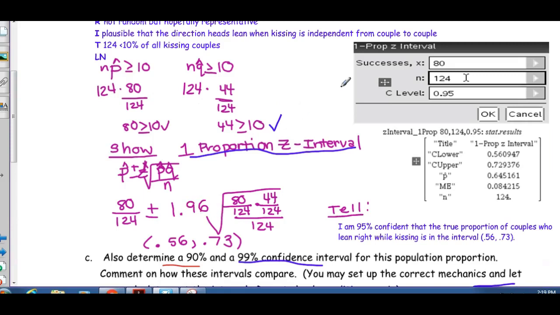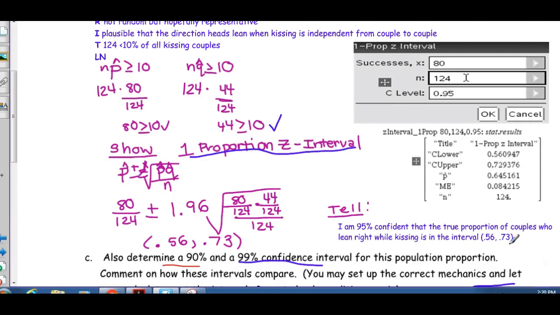Remember, we can actually use the calculator to do this for us. We just show our work so the person looking at it knows we know what we're doing. When we go to our calculator, we're doing a 1 proportion z interval. Remember, that comes out of the statistics menu when you have a calculator page up. Our successes is 80, our sample size is 124, and we're using 95% confidence, which is the one that comes up automatically. We click OK, and this is what comes up on our screen. Okay, so we record our interval. I went to 2 places, so 0.56 to 0.73, and then our tell, we need to actually make a statement here. So I'm 95% confident that the true proportion of couples who lean right while kissing is in the interval 0.56 to 0.73.